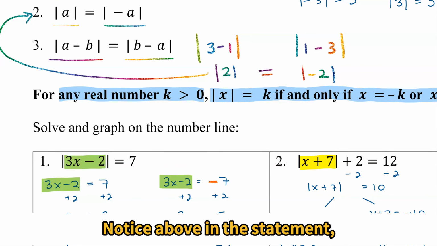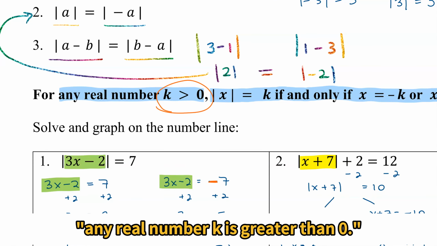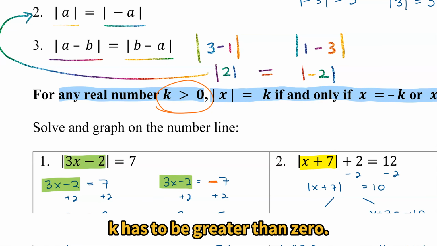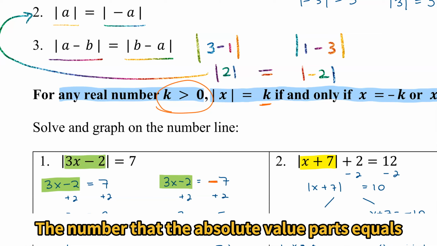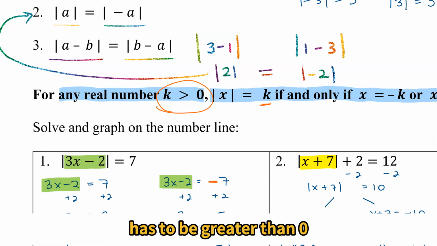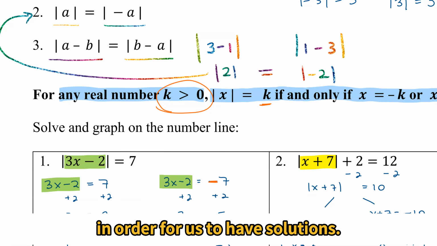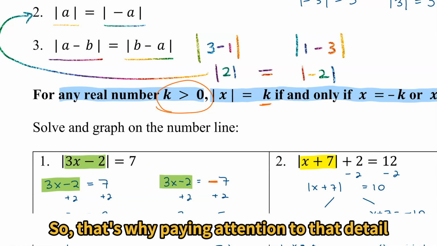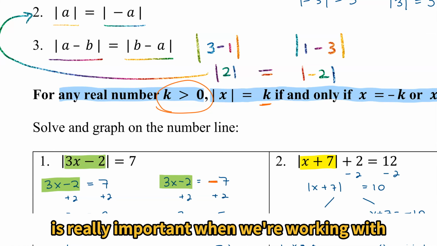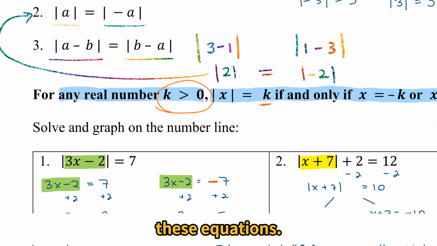Notice above in the statement, any real number k is greater than 0. K has to be greater than 0. The number that the absolute value part equals has to be greater than 0 in order for us to have solutions. So that's why paying attention to that detail is really important when we're working with these equations.